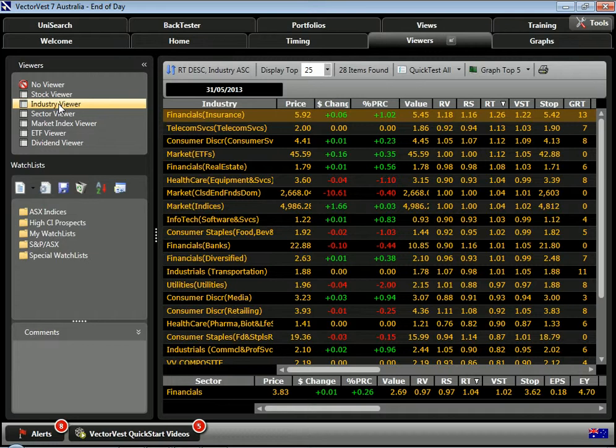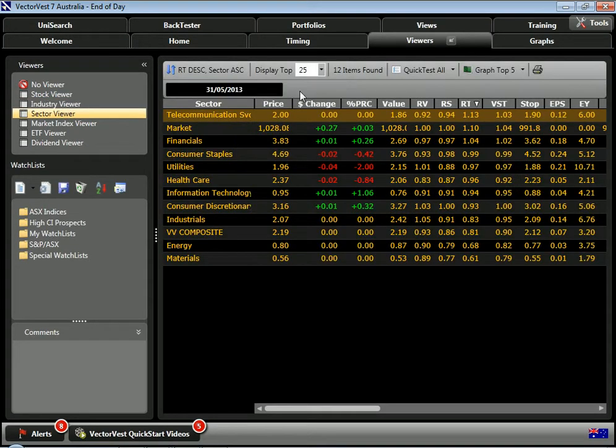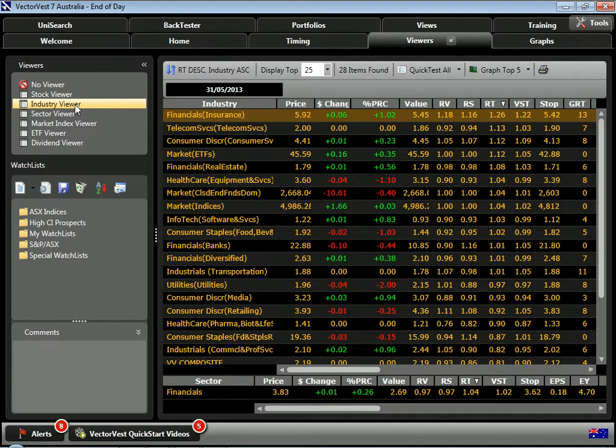VectorVest segments the Australian stock market into 28 industries and into 12 sectors. So sectors will have multiple industries. We're looking at the industry breakdown, and we note the default sort when we look at industries and sectors is by RT descending. That's because the most important consideration when we're looking at industries and sectors is the price trend of the industry or sector. We recognize that shares with very weak fundamentals may be getting carried along for the ride.